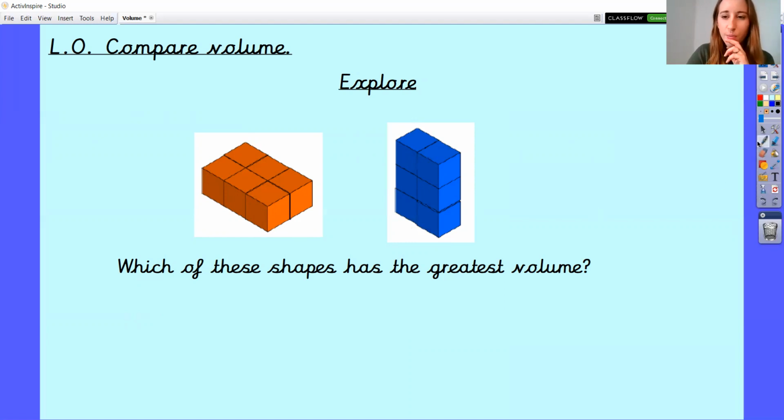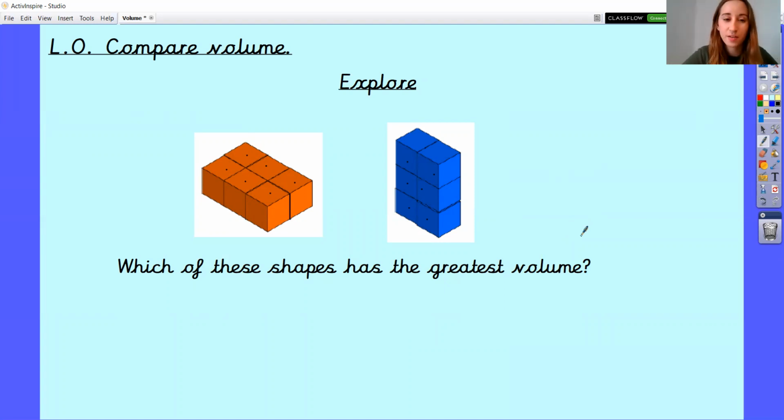Now remember, volume is the amount of space a shape takes up, and I can see these shapes have been split into cubes, which is often very handy when we're looking at volume. So this shape is made of 1, 2, 3, 4, 5, 6 cubes. And this shape is made of 1, 2, 3, 4, 5, 6 cubes. So which shape has the greatest volume?